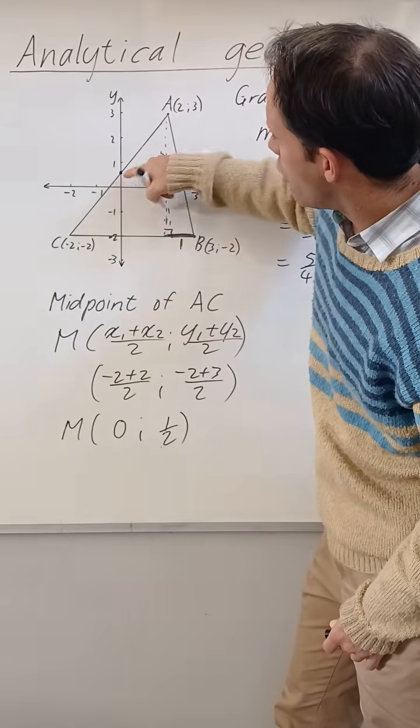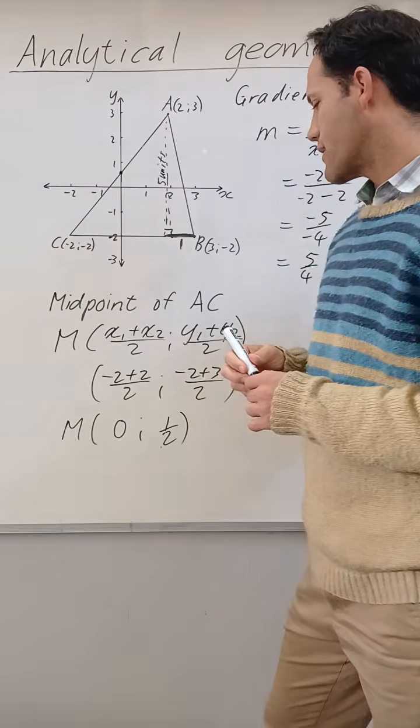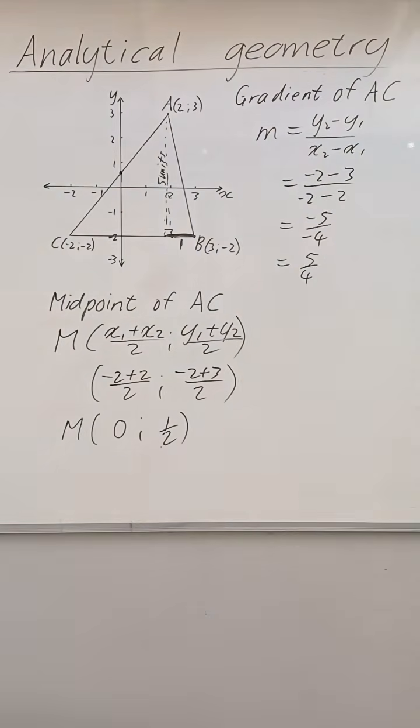The y value is a half, between 0 and 1, and the x value on the x-axis is 0. That's how you find the midpoint.